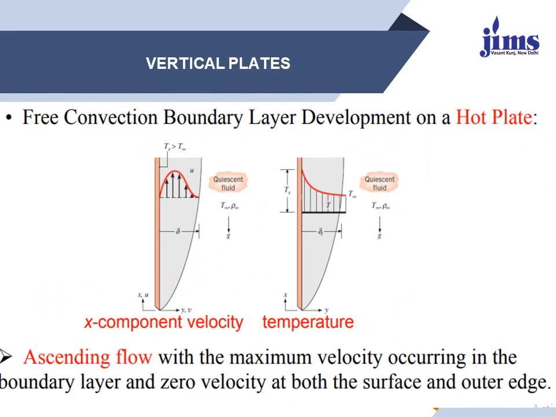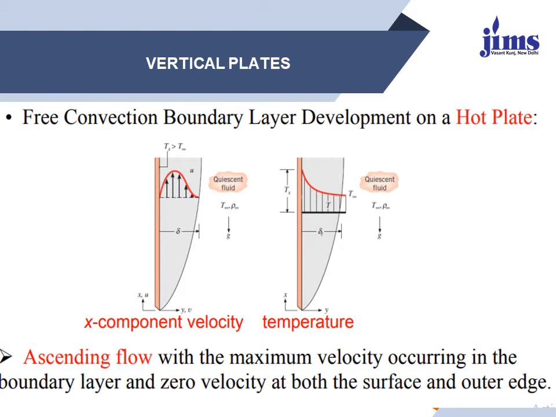Next is free convection boundary layer development on a hot plate. This is the temperature distribution, and this is the velocity distribution. The temperature is maximum at the surface of the plate, but the velocity is 0 at the surface of the plate, where delta is the thickness of the boundary layer in fluid mechanics, but delta T is known as the thickness of the thermal boundary layer.